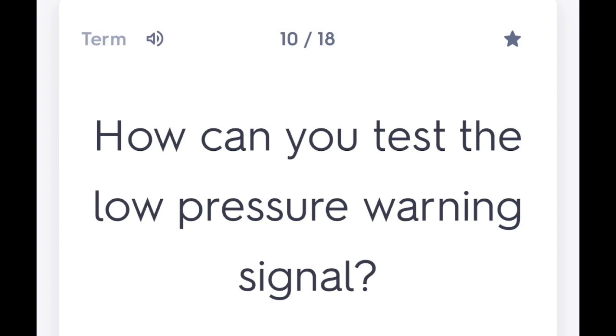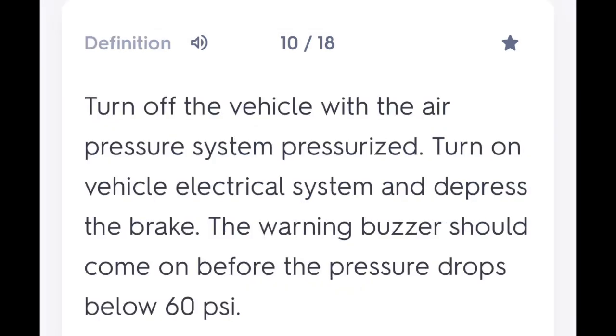Question 4 of section 5.2 to 5.3. How can you test the low pressure warning signal? Turn off the vehicle with the air pressure system pressurized. Turn on vehicle electrical system and depress the brake. The warning buzzer should come on before the pressure drops below 60 psi.